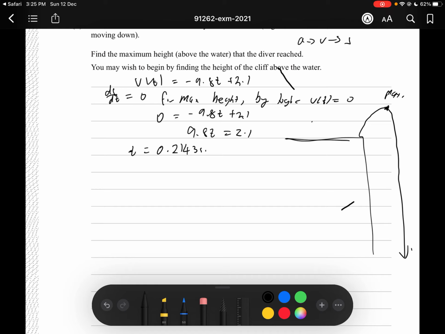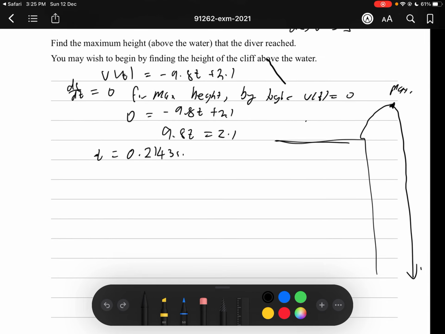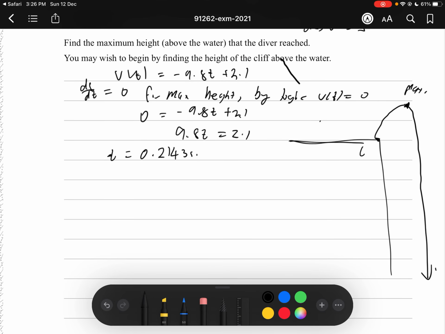To make this question simple, we're just going to choose a reference point with respect to our s function. Let's choose the starting point when t equals 0, when the diver starts at the cliff, and say that the displacement is 0 there. So we take the cliff top as displacement 0, and then use the displacement with respect to these two points.